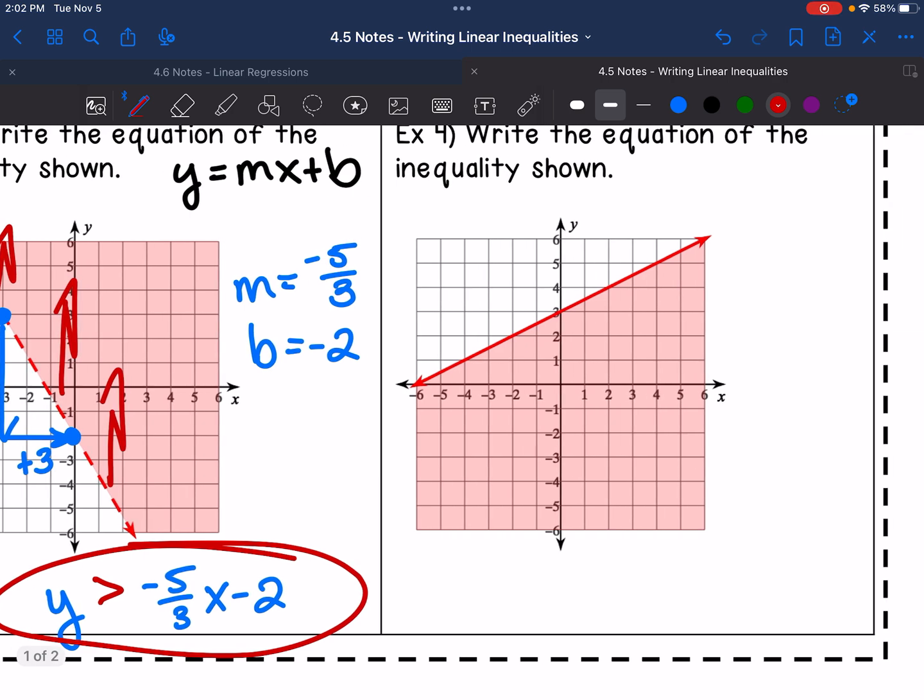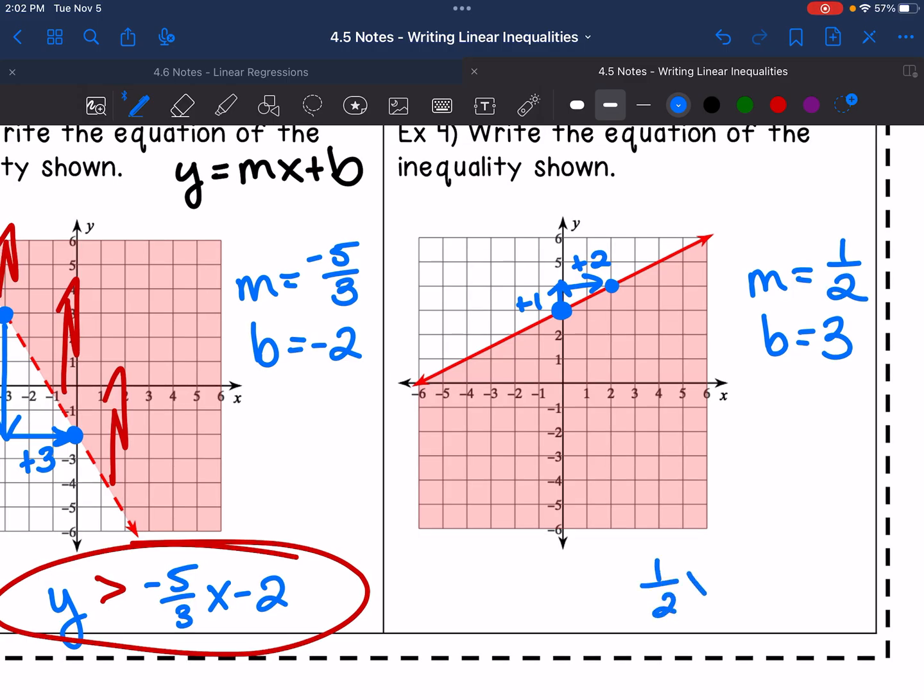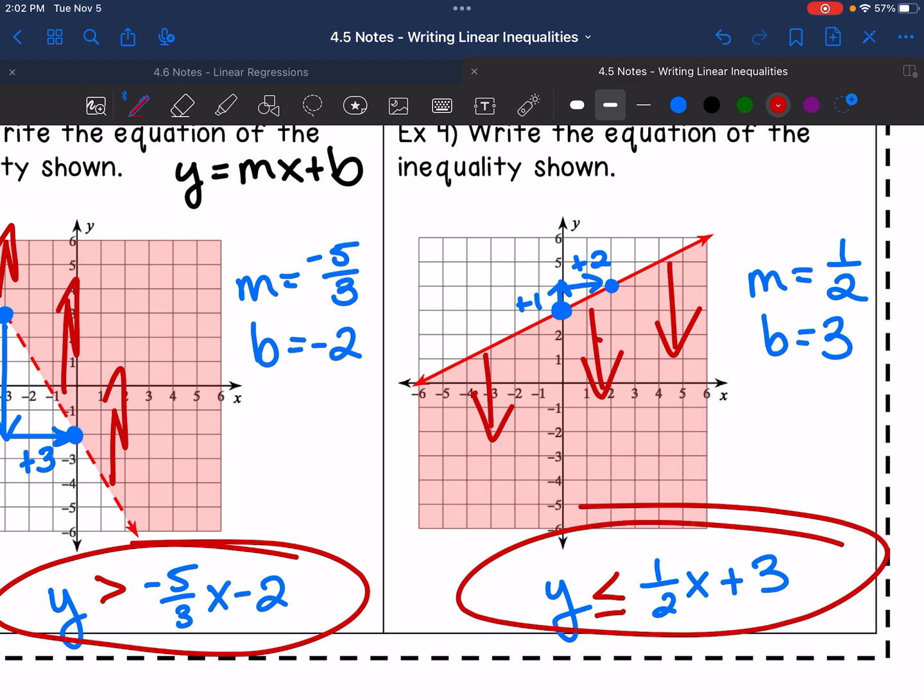So we're going to repeat the same process for number 4. I'm going to start by finding my slope and my y-intercept. My y-intercept is at 3. And then for my slope, I can see I'm going up by 1 and right by 2. So that's a slope of positive 1/2. So my inequality is 1/2 x plus 3. So now I need to just figure out my inequality sign. This time it is shaded below, it's shaded down from my line. So I need a less than sign. And then since my line is solid, I put an equal to. And then there is my inequality.